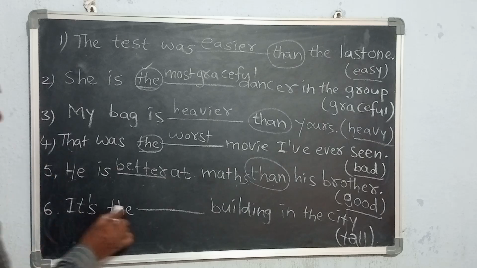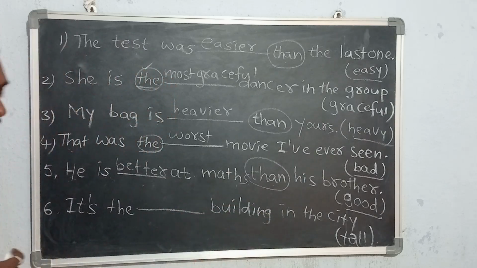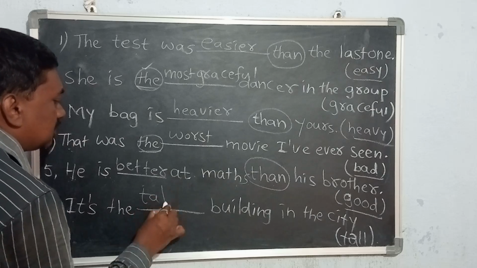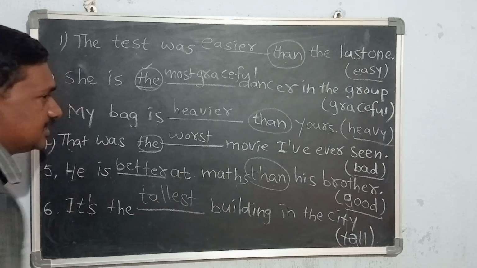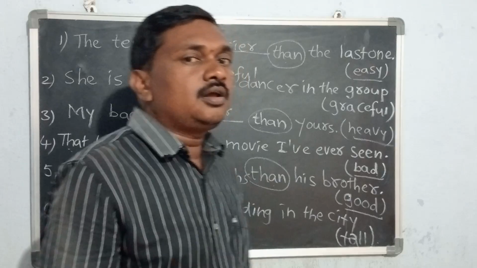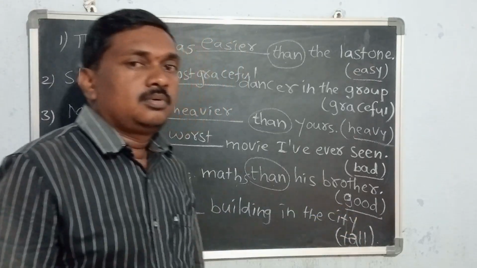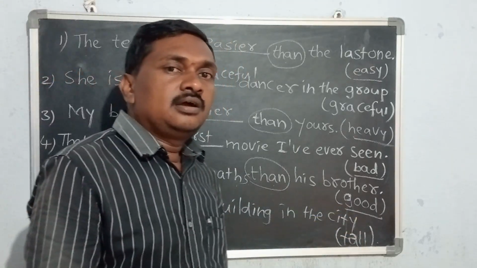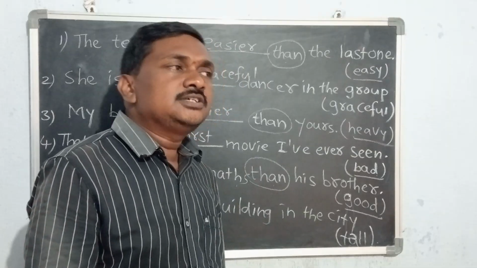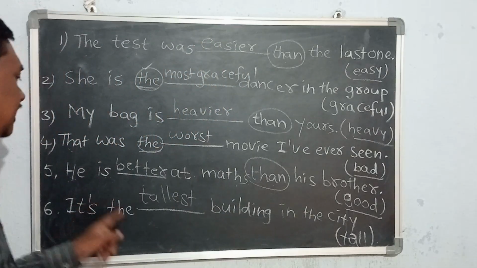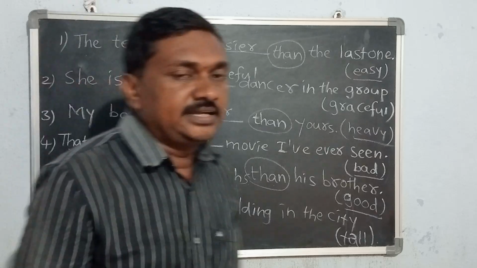Last one. It is the dash building in the city. It is the tallest. Superlative degree. Tall, positive degree. Taller, comparative degree. Tallest, superlative degree. So it is the tallest building in the city.